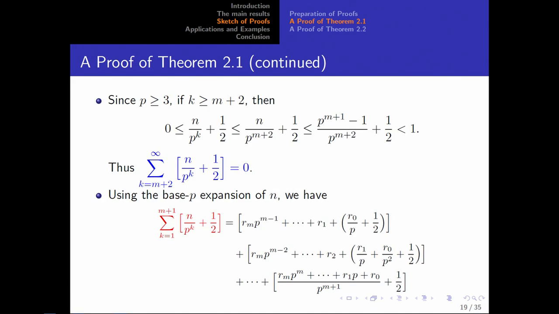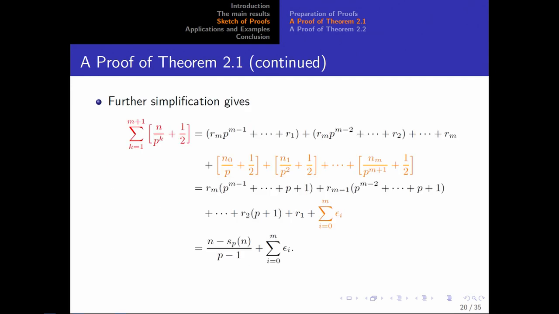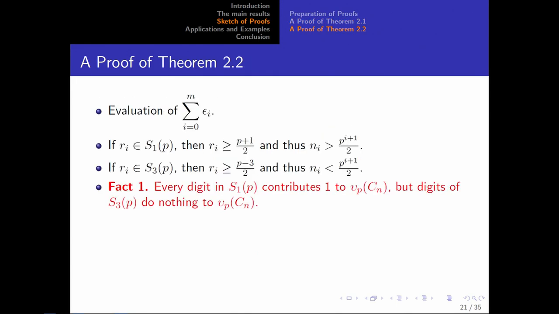By expanding the sum, which is in red color, we can show that it equals a fraction plus a summation, where this fraction is equal to Vpn factorial, and epsilon i is what we have just defined in the main result. In the proof of theorem 2.2, we'll evaluate this sum.